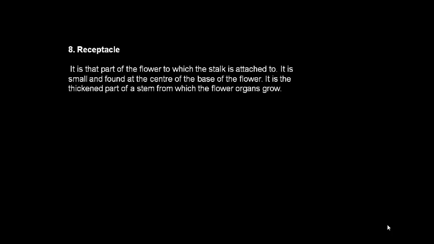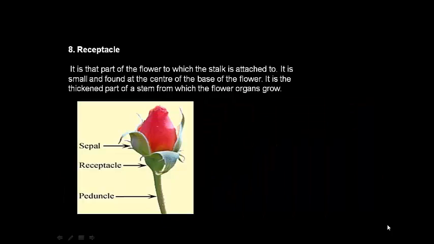Receptacles. It is that part of the flower to which the stalk is attached. It is small and found at the center of the base of the flower. It is the thickened part of the stem from which the flower organs grow. Like underneath the sepal, we can see a very thick and strong joint which is known as receptacle. So a flower standing and holding all the petals is done by receptacles.